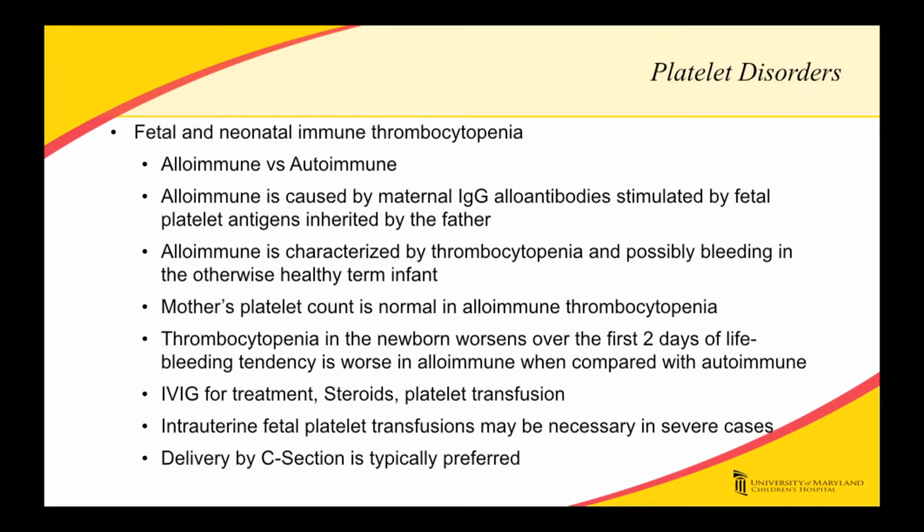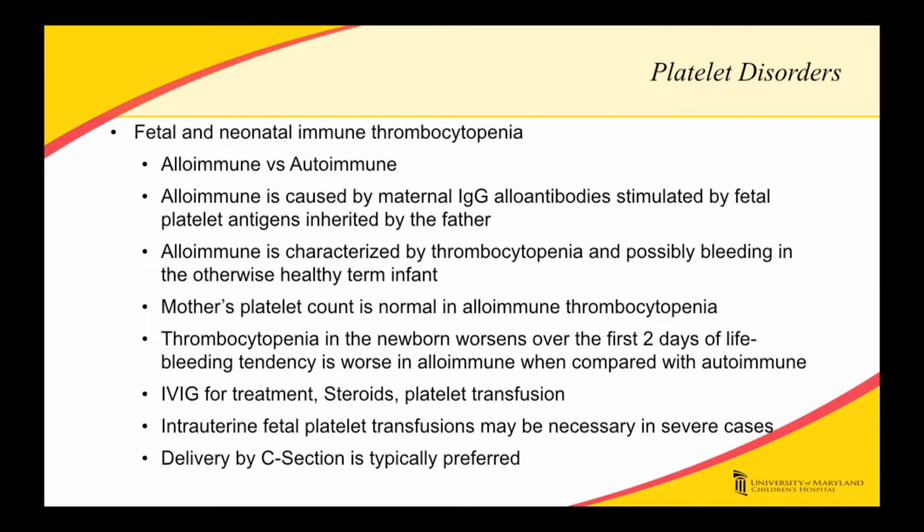Platelet disorders. So fetal and neonatal immune thrombocytopenia, alloimmune versus autoimmune. Alloimmune is the one that we tend to worry about a lot. This is caused by a maternal IgG alloantibody that's stimulated by the fetal platelet antigens inherited from the father. Alloimmune is characterized by thrombocytopenia and possibly bleeding in an otherwise healthy term infant. The mother's platelet count is normal, and this is key in helping to figure this out. Thrombocytopenia in the newborn worsens over the first 2 days of life. Bleeding tendency is worse in the alloimmune when compared with autoimmune.